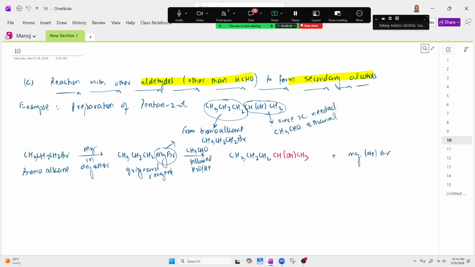Aldehydes do not react with halogen alkanes. Aldehydes can undergo oxidation using acidified potassium dichromate. They can undergo reduction using lithium aluminium hydride. They can go through nucleophilic addition using HCN and KCN catalyst. These are the reactions of aldehyde. They cannot react with halogen alkane.